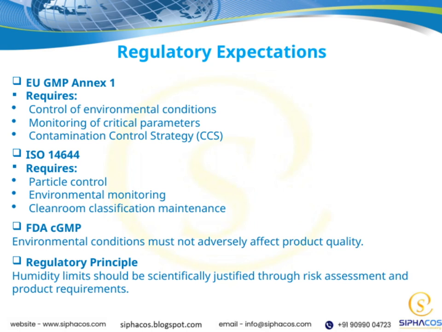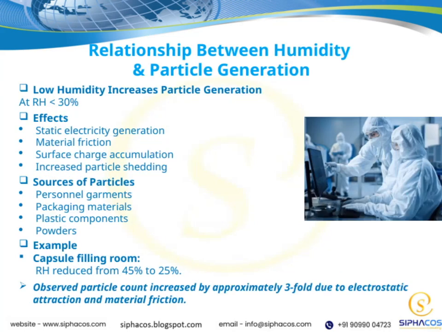The EU GMP Annex 1 calls for strict control of environmental conditions, constant monitoring of critical parameters, and a solid contamination control strategy. ISO 14644 focuses on particle control, ongoing environmental monitoring, and maintaining cleanroom classifications. The FDA's CGMP rules remind us that environmental conditions must never compromise product quality. Across all these, one principle stands out: humidity limits need to be backed by science, driven by risk assessment and product needs. Let's talk about how humidity affects particle generation.